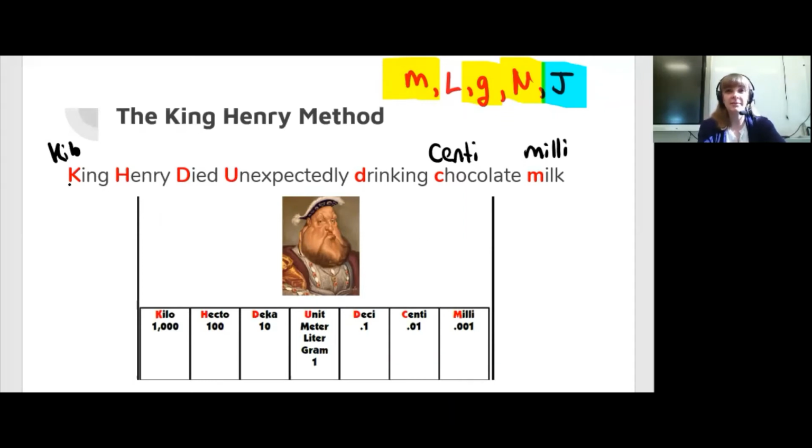It's important to remember this because it helps us describe the order of the scaling, and it will help us when we do conversions. I'll show you an example in the next slide.